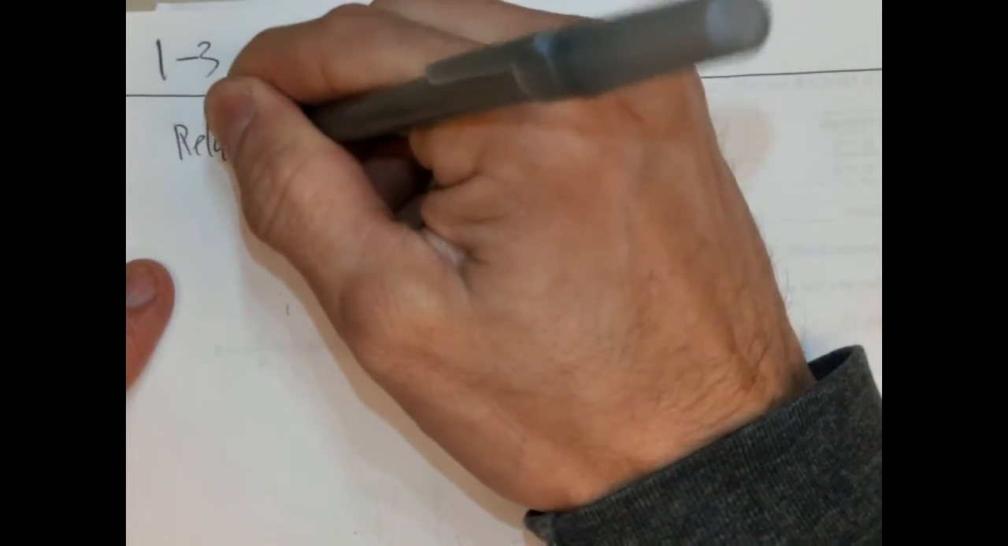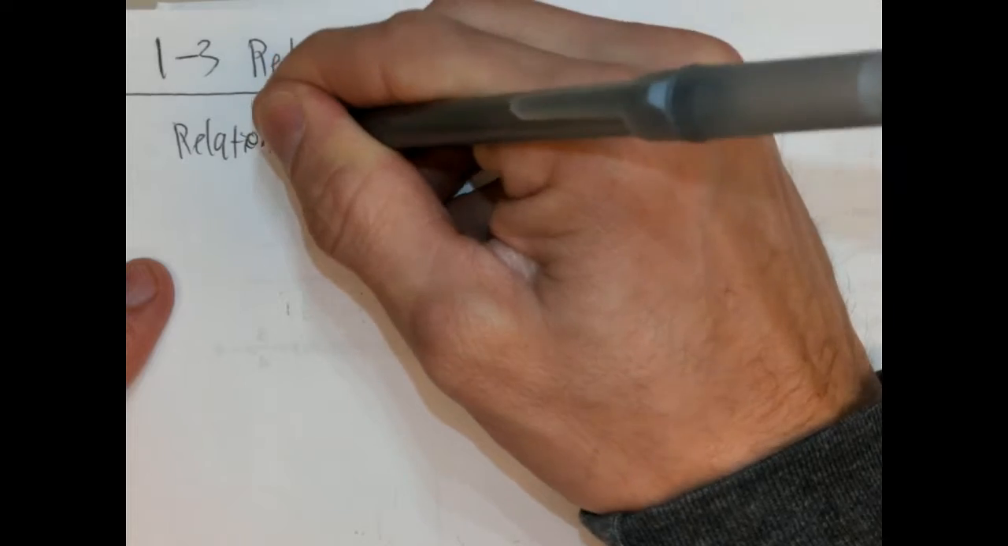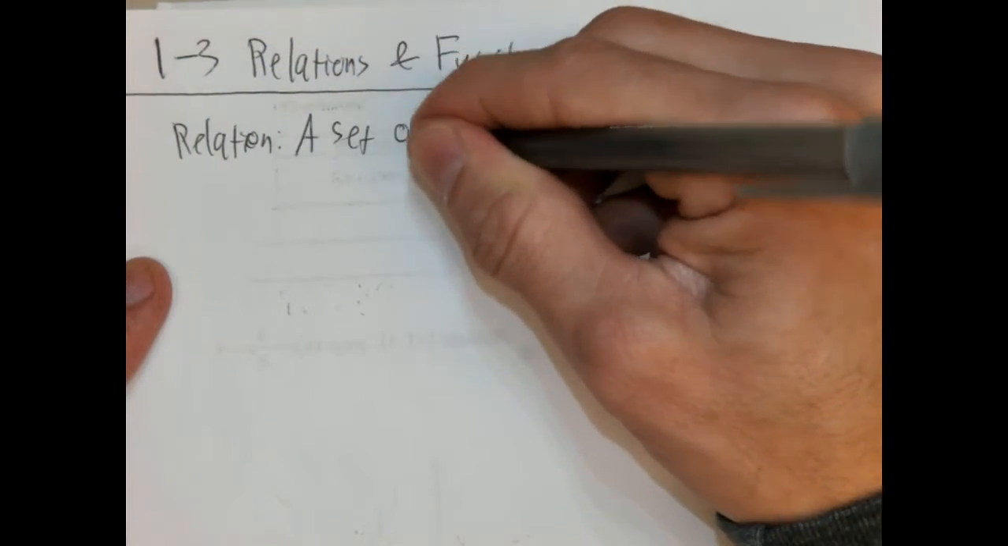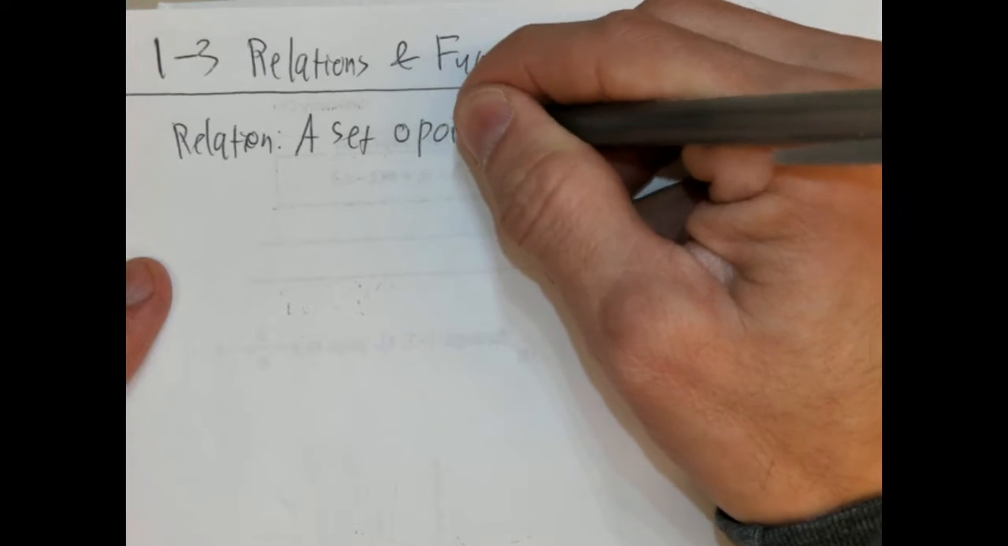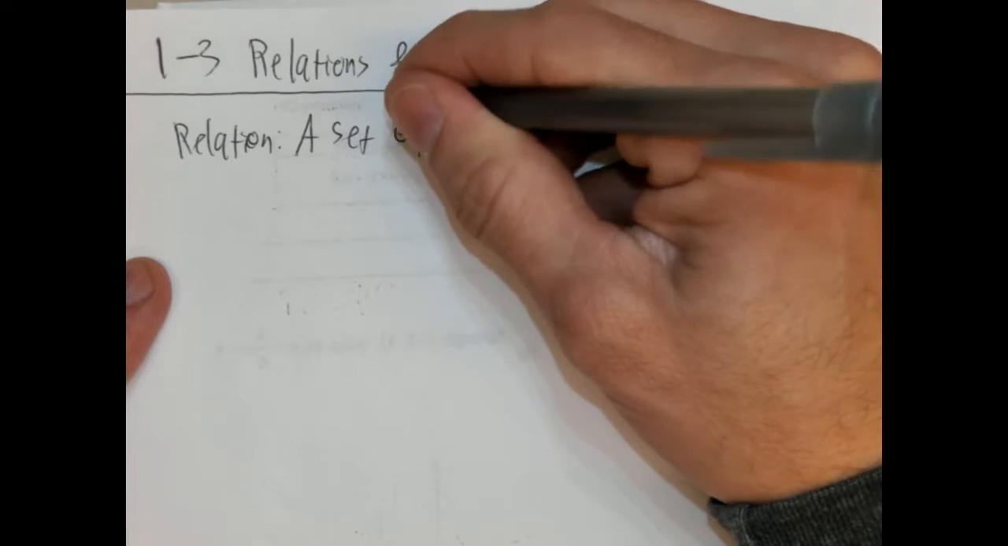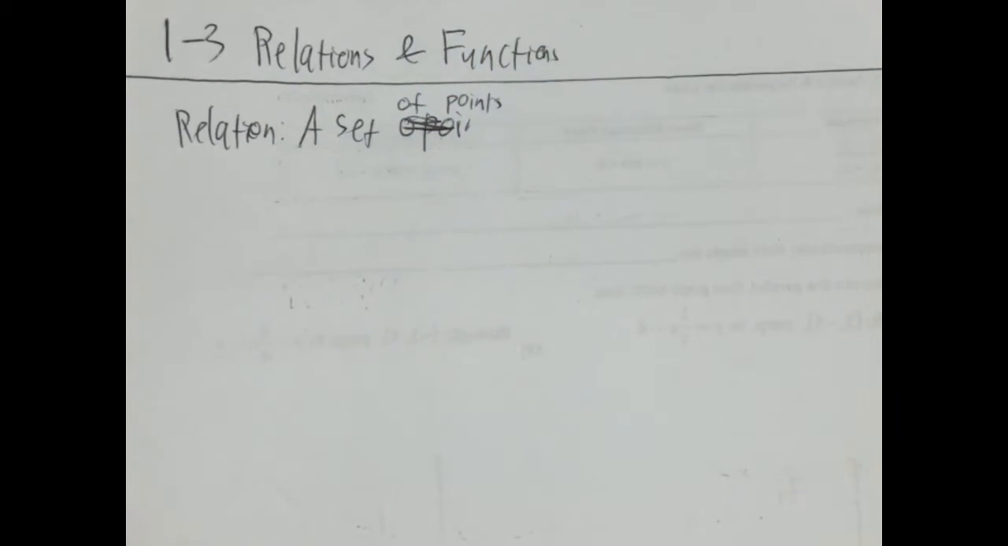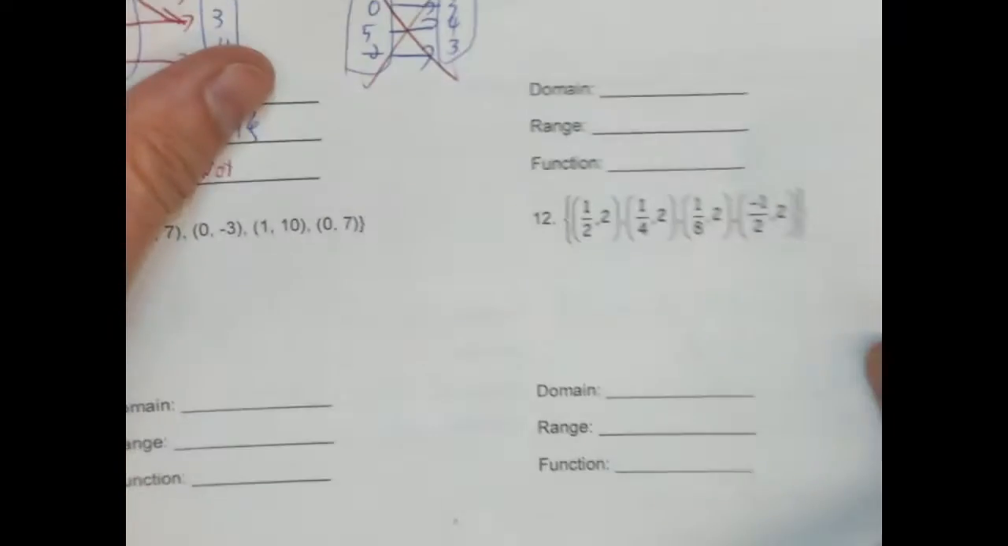So a relation, excuse me. A relation is really nothing more than a set of points. Let me give you an example of what that looks like. So now here's a relation.